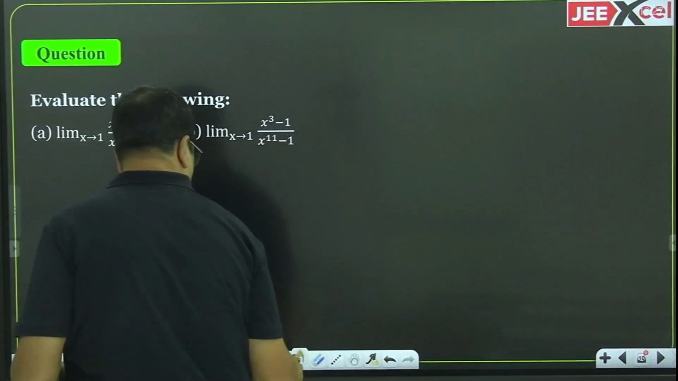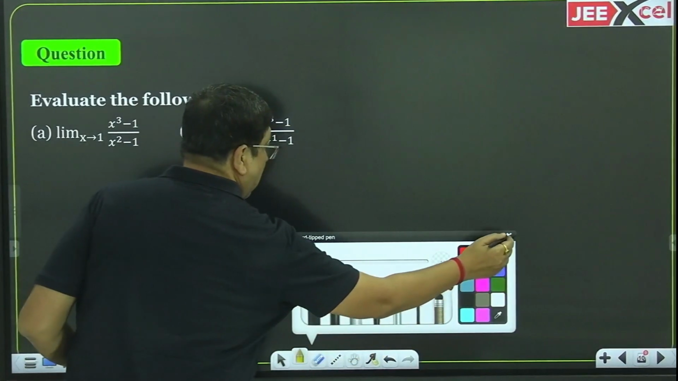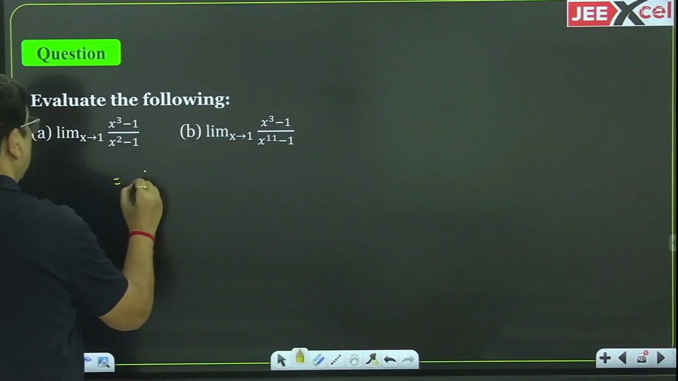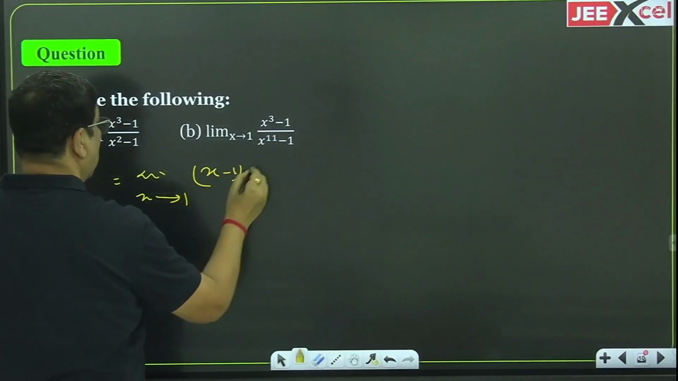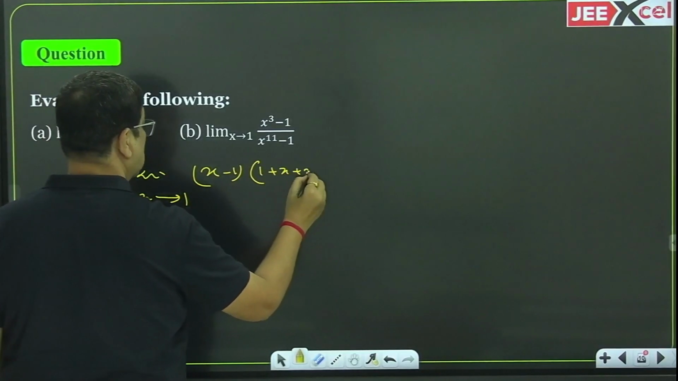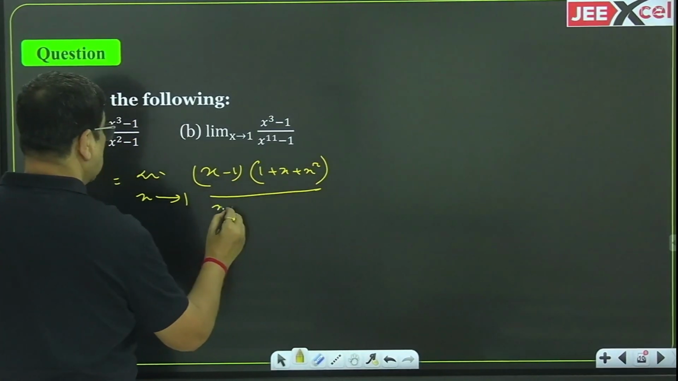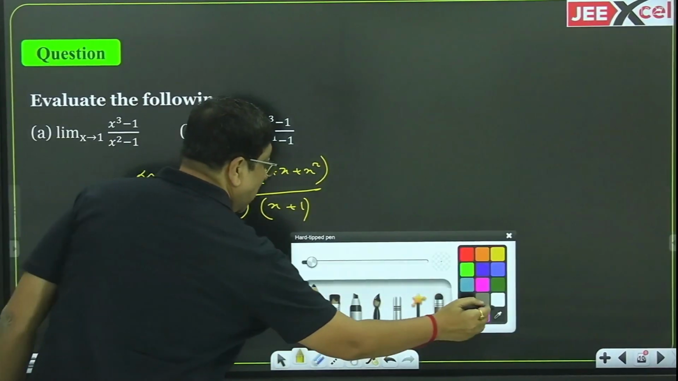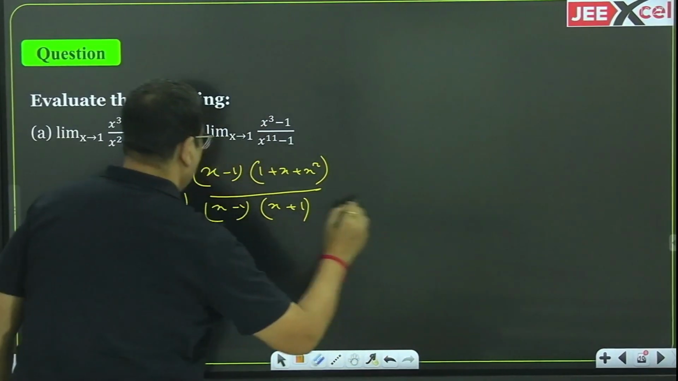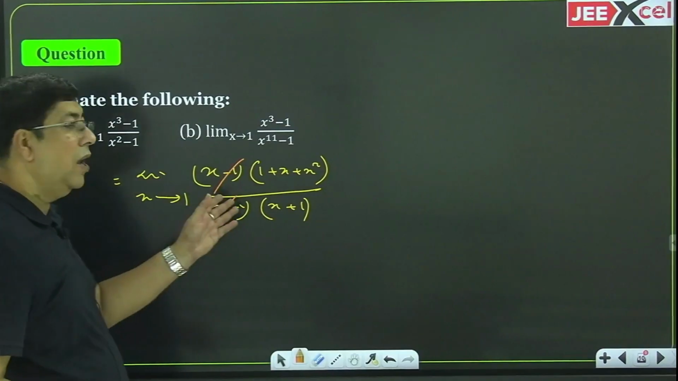So क्या करेंगे हम लोग यहाँ? Limit x tends to 1, it is a simple sum: x minus 1 into 1 plus x square, total divided by x minus 1 into x plus 1. So जिसके लिए प्रॉब्लम था वो कैंसिल हो गया, इसको कैंसिल करो. Now we can directly put the value.